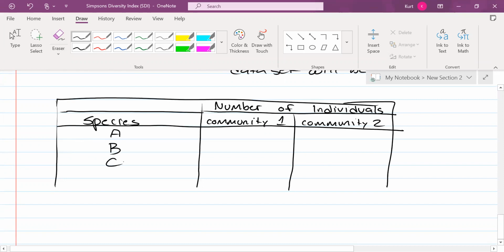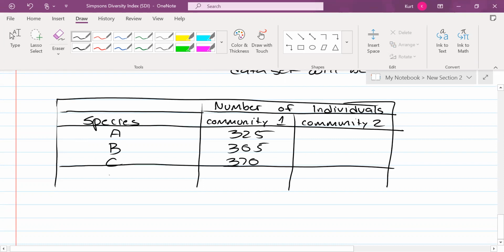All right, we have species A, B, and C. In community one, we have 325 members of species A, 305 members of species B, and 370 members of species C. The total will be 1,000. In community two, we have 925 members of species A, 40 members of species B, and 35 members of species C, which totals 1,000.